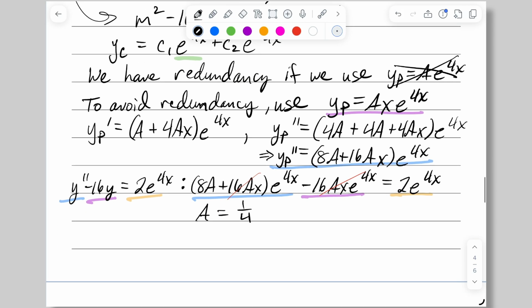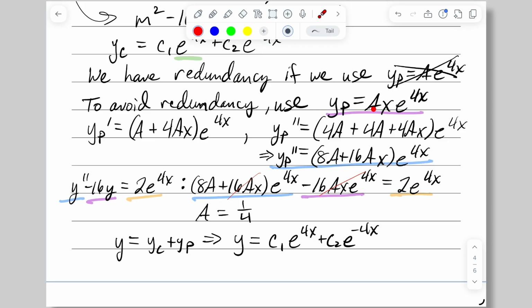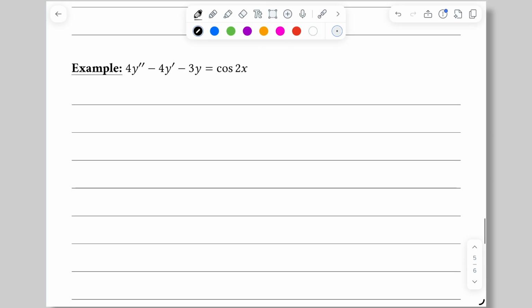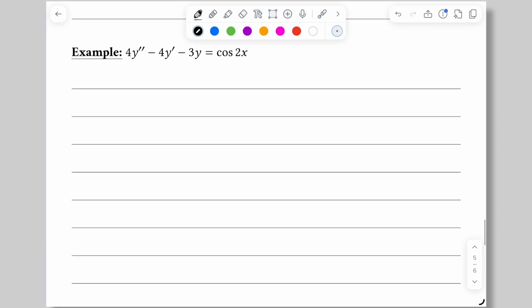So putting this together, we get that y is equal to, remember, it is yc plus yp. And we already found yc, if I remember right, it's c1e to the 4x plus c2e to the negative 4x. And then the form of solution for yp was axe to the 4x. So since a is 1/4, that's 1/4 x e to the 4x. Now I'd turn you loose to do this next one on your own, but it's got a little bit of a wrinkle that isn't immediately obvious.